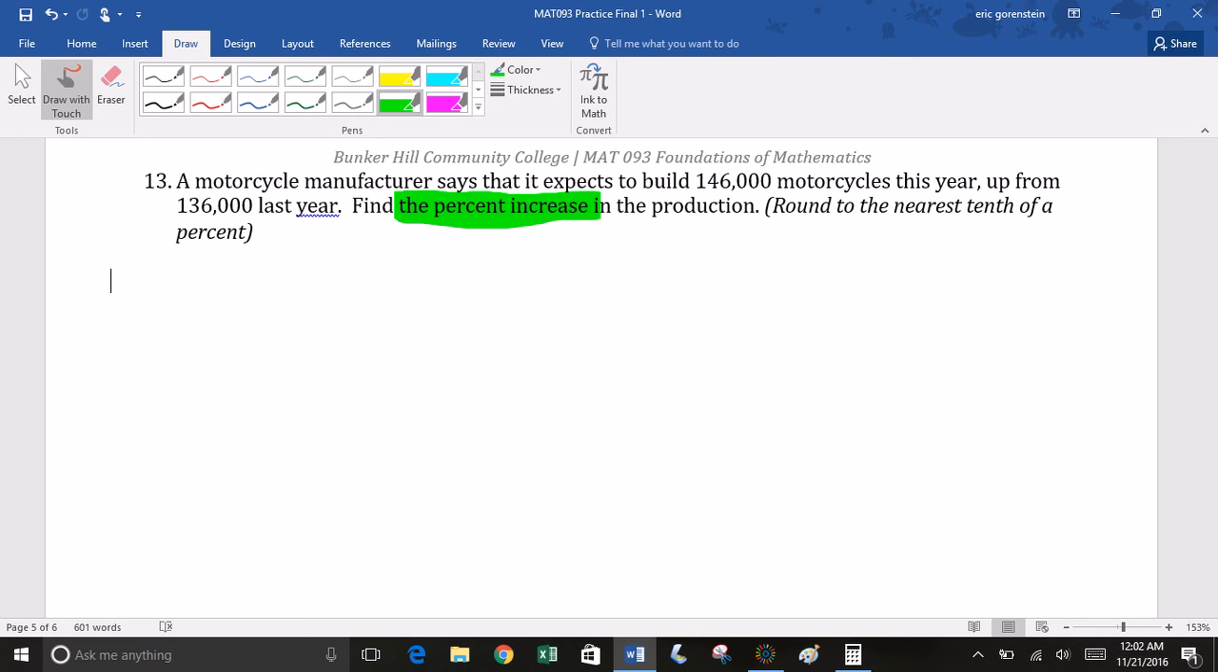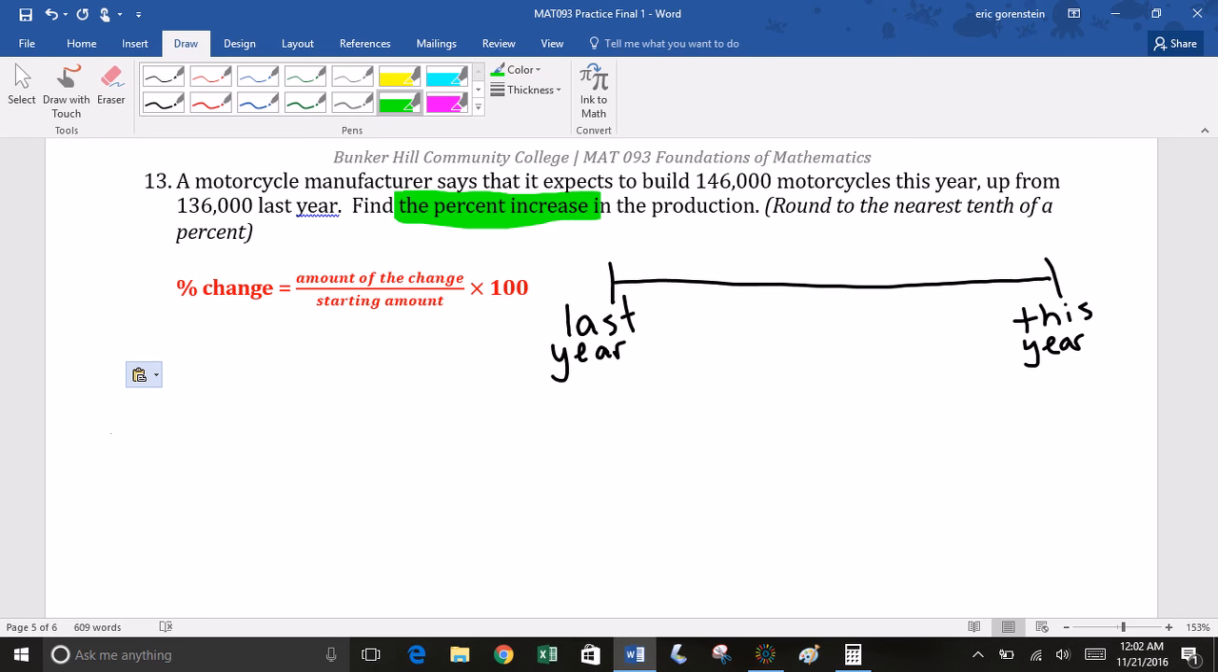Okay, so for this we need the formula, and I just so happen to have it right here. The percent of change. It doesn't matter if it's an increase or decrease. If it's percent increase, it's going up. If it's percent decrease, it's going down. You'll see both increase and decrease on the homework, the quiz, the exam, and the final exam. The percent of change is equal to the amount of the change divided by the starting amount. This part gives you a decimal, and then we multiply by 100 to change the decimal to a percent.